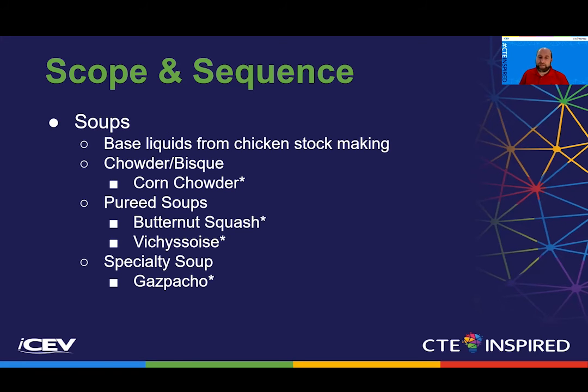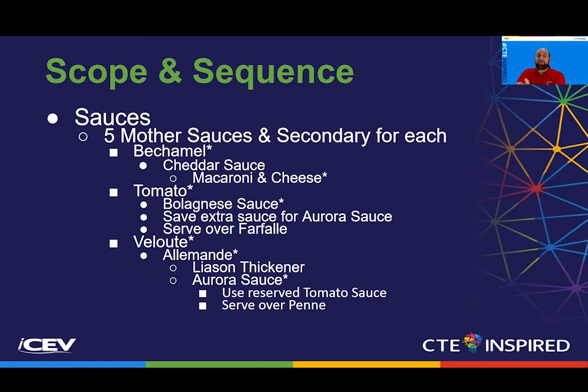And then if budget allows, we will do gazpacho as well, which is an uncooked soup that's thickened with breadcrumbs, which again, is totally foreign to our students. We'll then move into sauces where we'll make our 5 mother sauces and a secondary sauce for each. I'm not going to go through those because this is going to be provided for you. But I will make these 3 sauces here, and we'll make a secondary and then a tertiary sauce using all of our sauces and our stock from those previous labs.